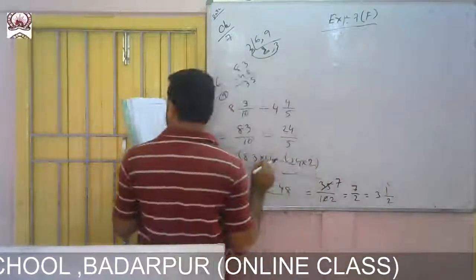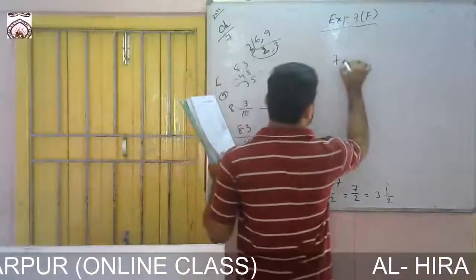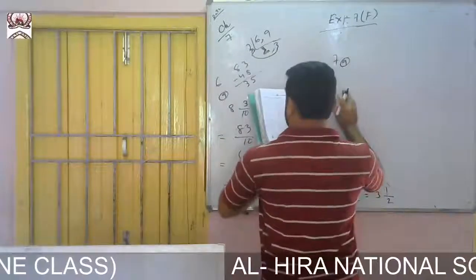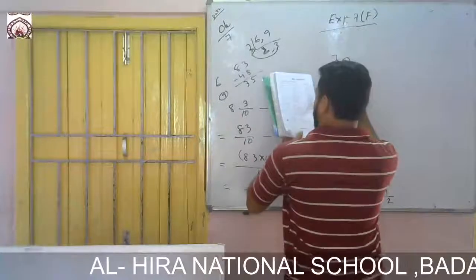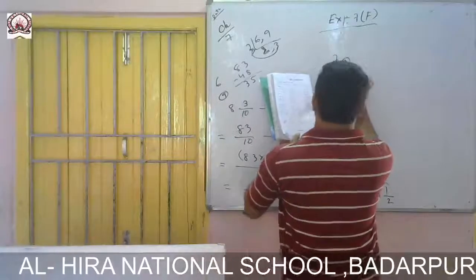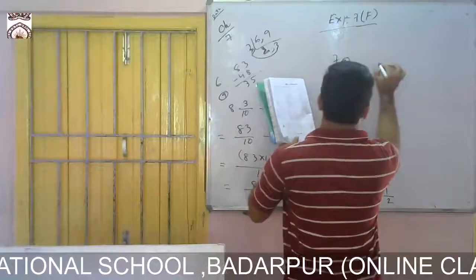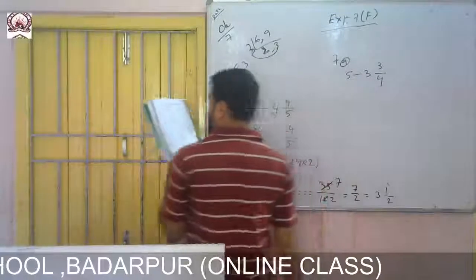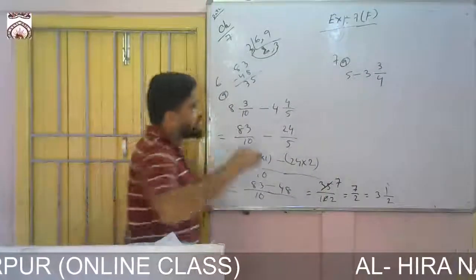So question number 6 is all in the same pattern, just calculate. Now let me show question number 7. What is there? Question number 7 is 5 minus 3 by 4. So let me show, 5 minus 3 by 4.